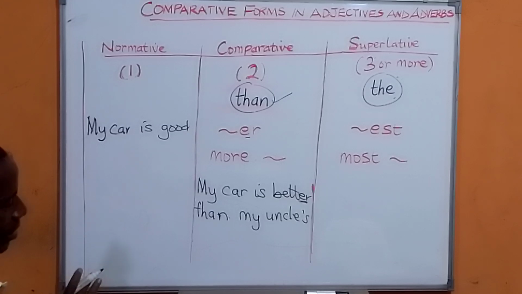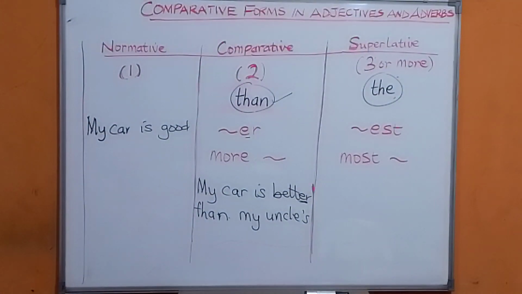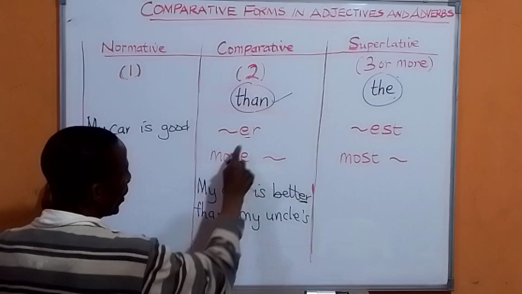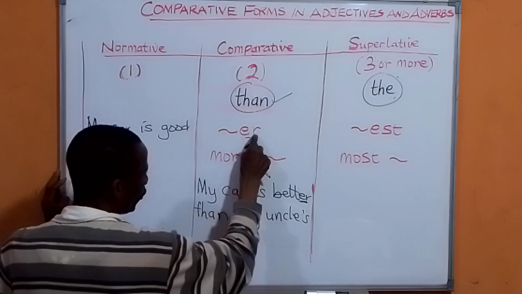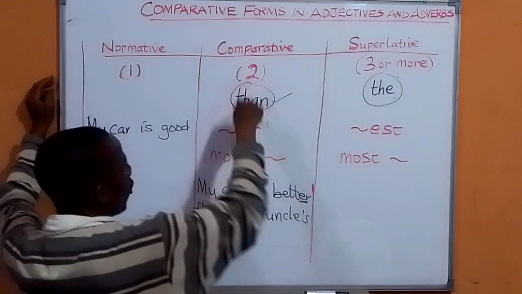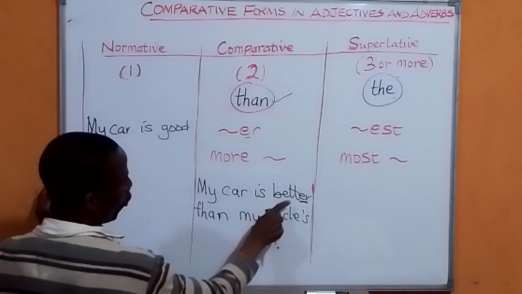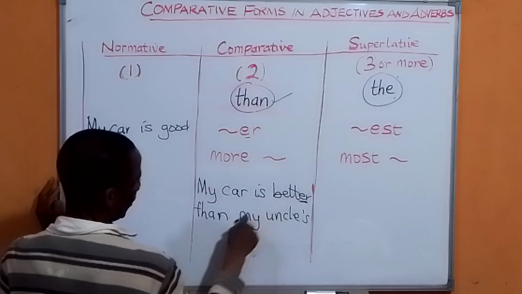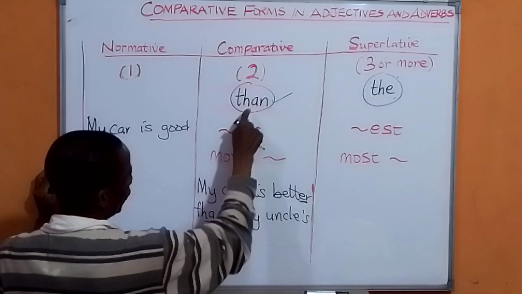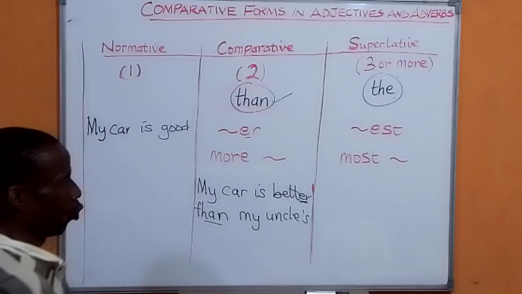It's comparing two things. Now, sometimes the word may be longer. If the word is longer, you don't use ER. That's why you have more. You cannot use the word with ER and use more. No, you don't do that. Now, that is comparative. So if the word is shorter, like good, better, you are going to see this word than. So, better than my uncle's. You see that? Because I'm comparing my car and that of my uncle.